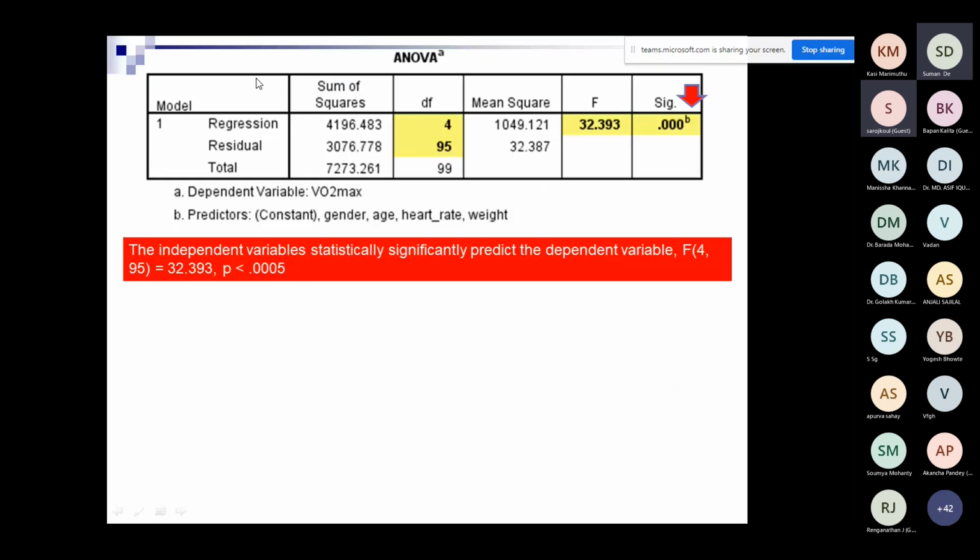And then the next table, you will be given the ANOVA. In ANOVA, this particular column should be significant. The P should be less than 0.05. When it is less than 0.05, it means your independent variables statistically significantly predict the dependent variable. Meaning your independent variables, gender, age, heart rate, weight, influence the VO2 max. So the model is a very good fit. The model is good for prediction and anticipation. The model is very good for conducting regression analysis. The next table is the coefficients table.